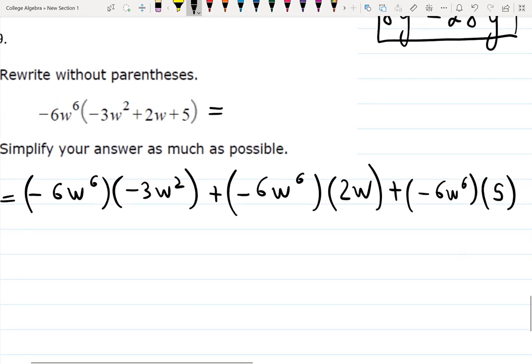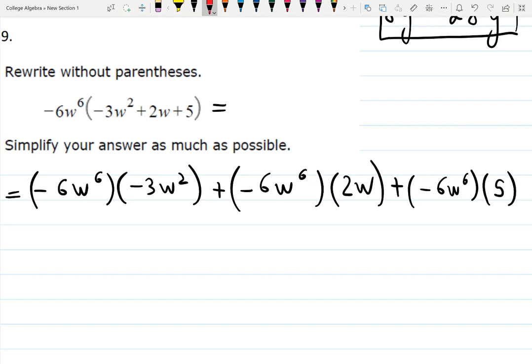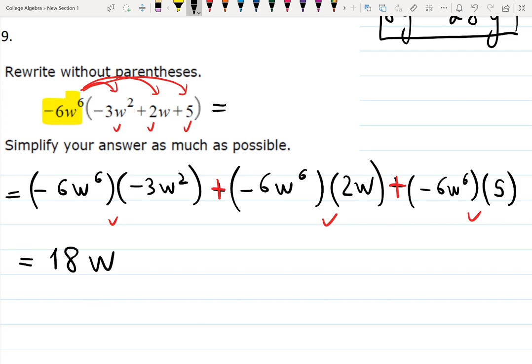It's very good if you can skip some of these steps, but as you can see what I did, since I have 3 terms in the parentheses, I did 3 couples by factoring in minus 6w to the 6 inside. And I did it just one by one, like this, saving all the parentheses to make sure I will not mess up with the negative sign. Now we will simplify. Negative 6 times negative 3 is positive 18. w to the 6 times w squared is w to the 6 plus 2. 6 plus 2 is 8. So it's going to be to the 8.